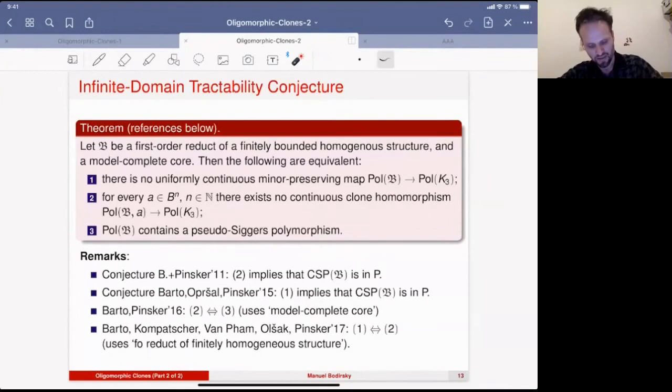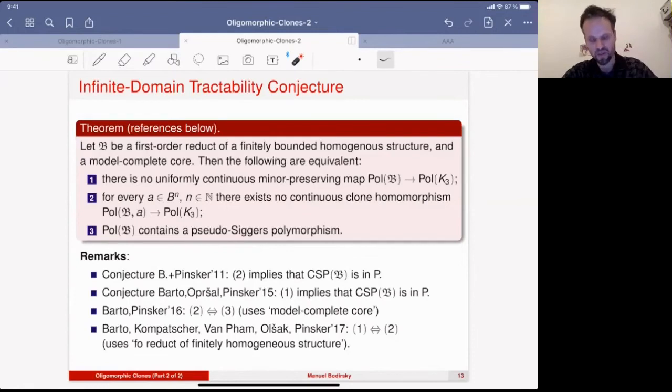So let me look at this. We have a structure which is a first-order reduct of a finitely bounded homogeneous structure, and I'm assuming it's a model complete core. Certain items will work without this assumption, but I want to state many equivalent items, and so I would like to make this assumption. This assumption was mentioned in my previous tutorial at the very end. It's a very natural assumption. We can make it without loss of generality in some sense.